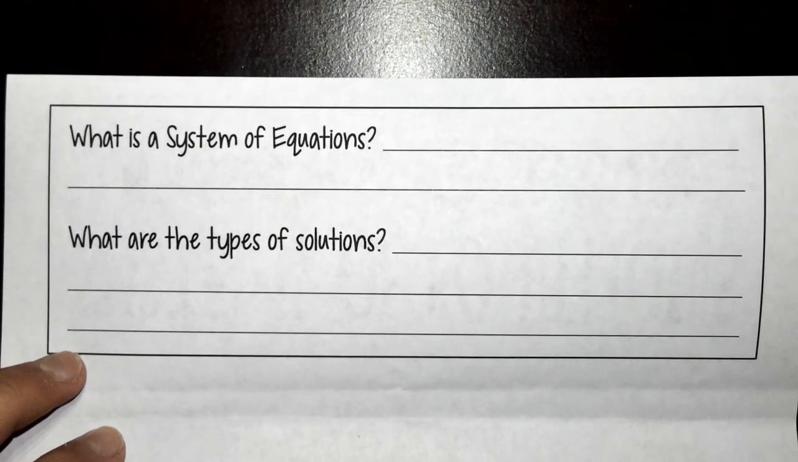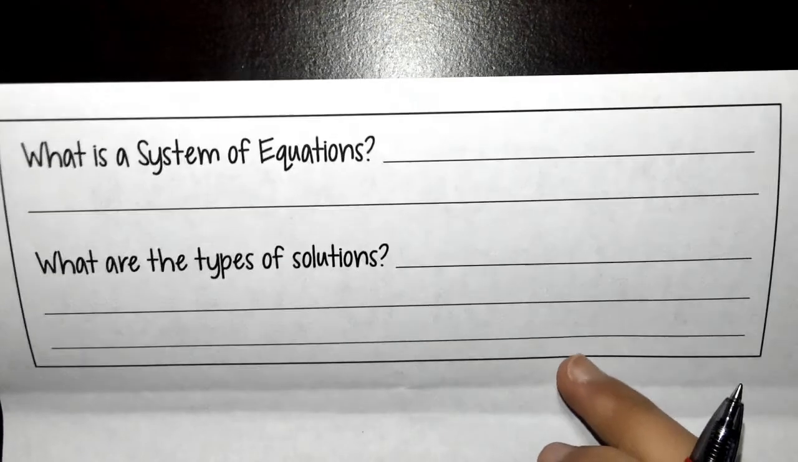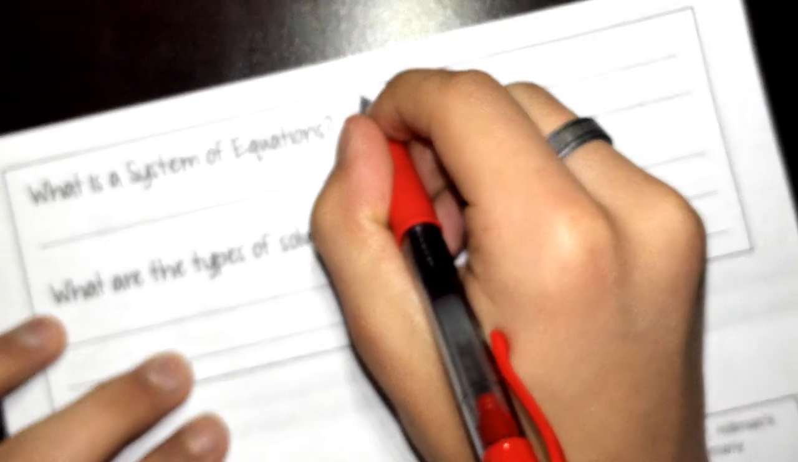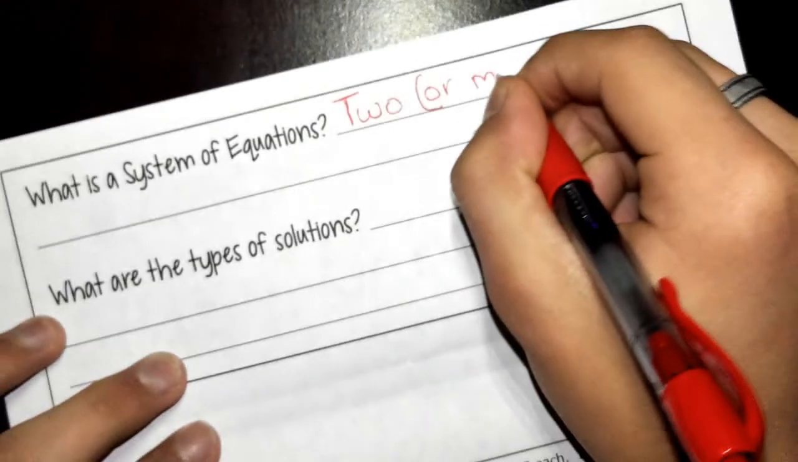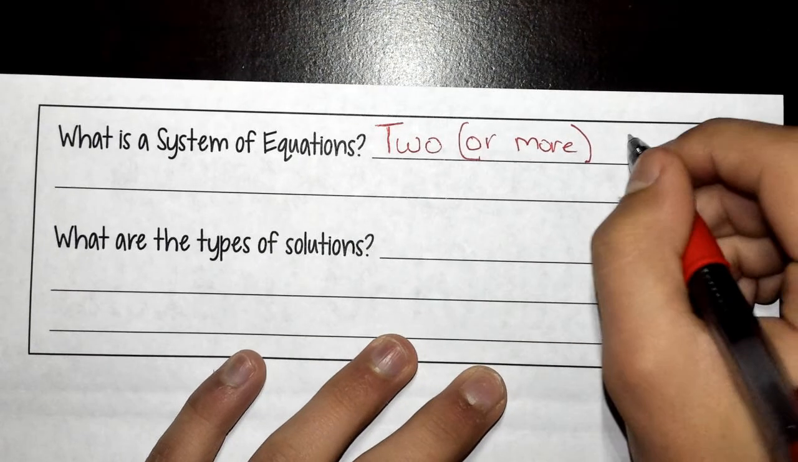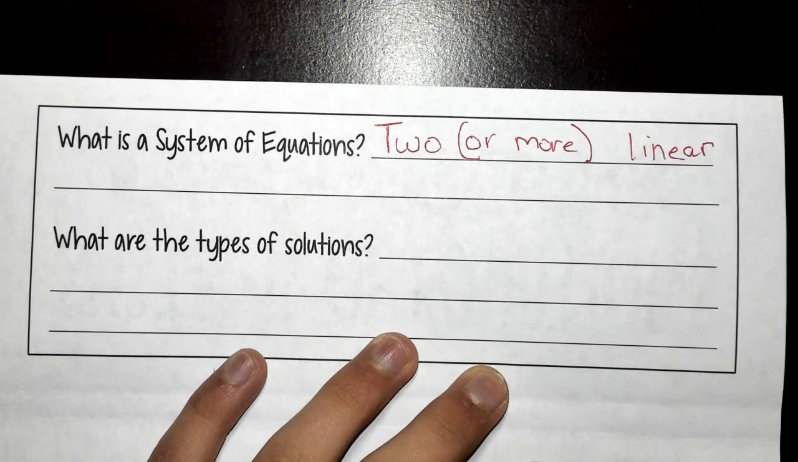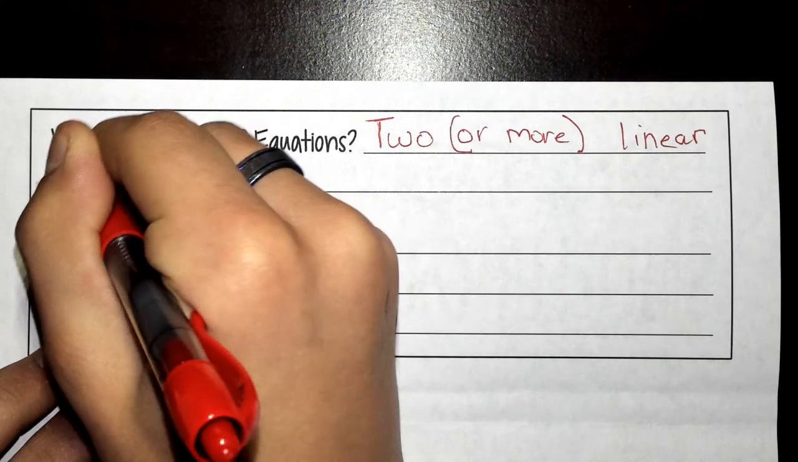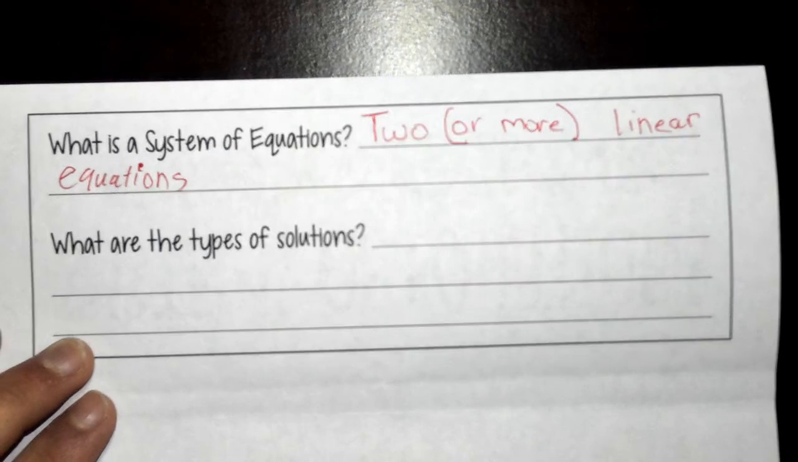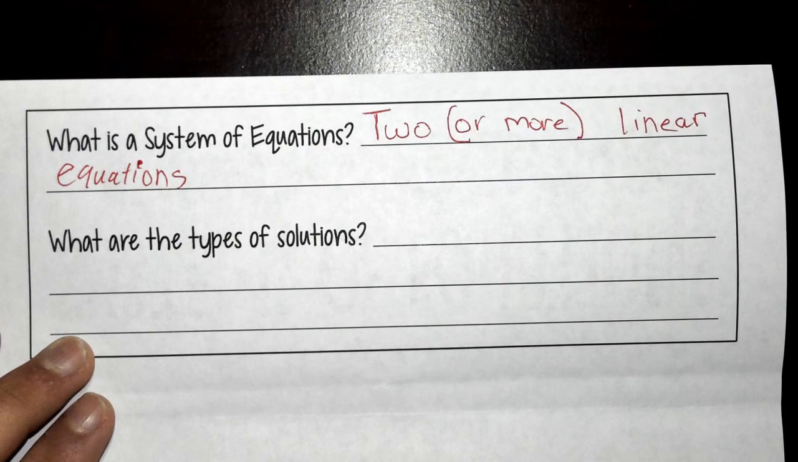So, what is a system of equations? A system of equations is two or more linear equations with common variables.